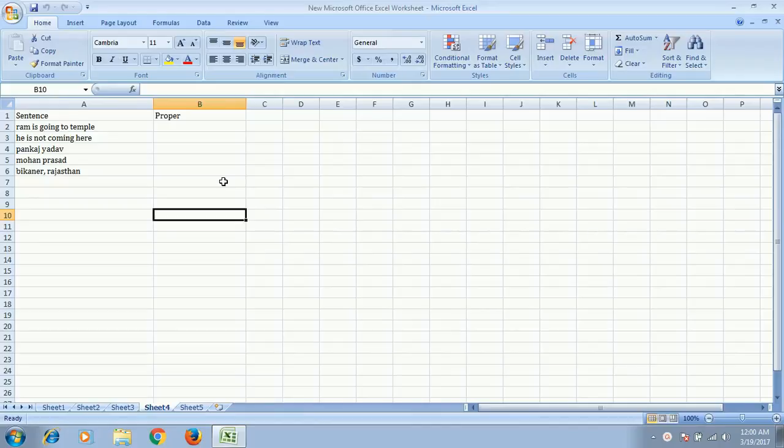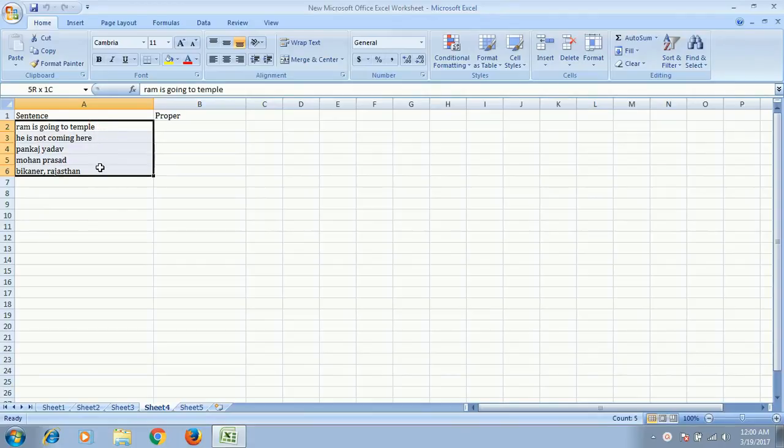Basically, here you can see that there are some given sentences: Ram is going, he is not coming here, Pankaj Yadav, Mohan Prasad, something like this. Basically, if you see this, these sentences are not written in a proper manner or proper format. So basically, by using the PROPER function, you can make it a proper sentence or proper word.